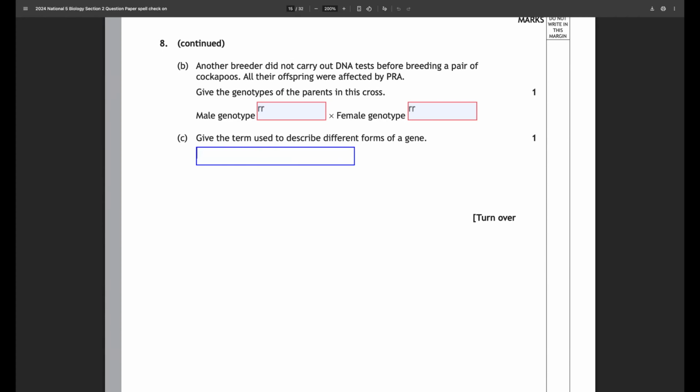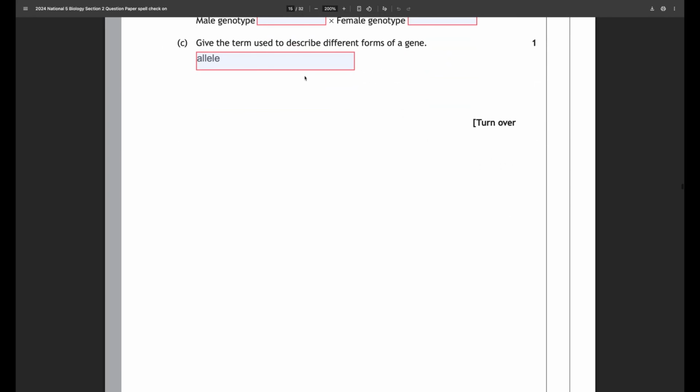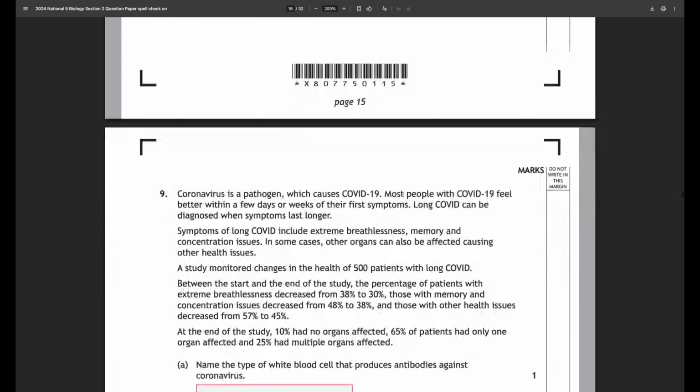8 part C, give the term used to describe the different forms of a gene. We've used it a few times already as we've talked around this question. This is just a definition, so a bit of memory work. But the different forms of a gene are known as an allele, okay? An allele is a different form of a gene. So if you didn't know that one, go away and memorise that one.